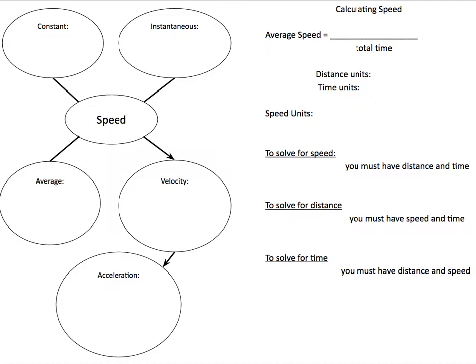You should have a worksheet that looks something like this. We are going to start with this side, the side for the thought bubble. And first of all, we're going to start with constant speed. So if you look at the way the thought bubble is arranged, we have three different types of speed we're going to talk about: constant, instantaneous, and average. And then we have something else here with arrows, and we're going to indicate what that is a little bit later.